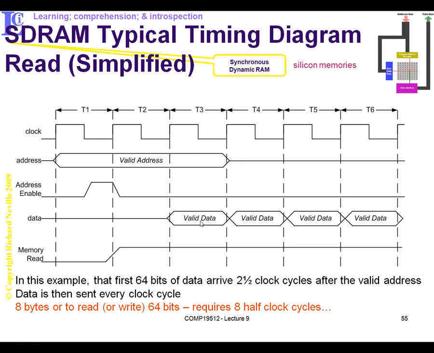in 1, 2, 3, 4 periods, or 1, 2, 3, 4, 5, 6, 7, 8 half clock cycles to read out 64 bits. So actually it's reading out 8 different bytes given a base address, which will be here, and then it'll read out subsequently after 2.5 clock cycles.